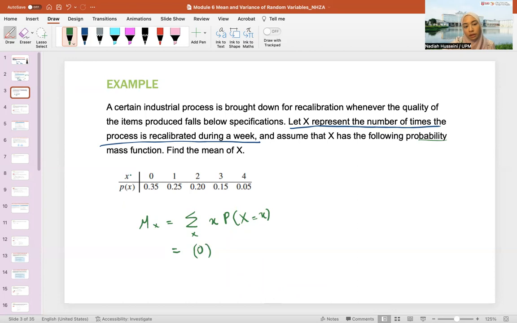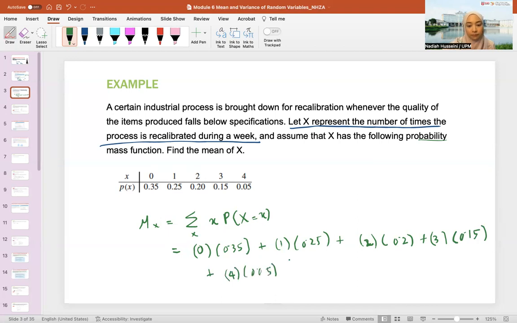This is the value of your random variable. And then what is the probability for that random variable? It is 0.35. And you have to add all of those together. So 1 times 0.25. I think it's fairly straightforward, but you have to know what the equation is telling you. 2, 0.2, and 3, 0.15, and 4, 0.05. Okay, so are we missing anything?